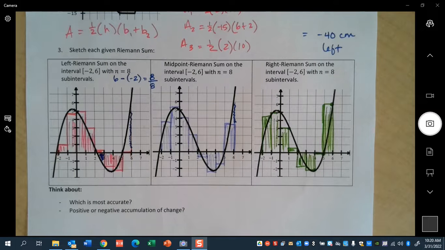Any questions on calculating the sums for the graph? Are we good?